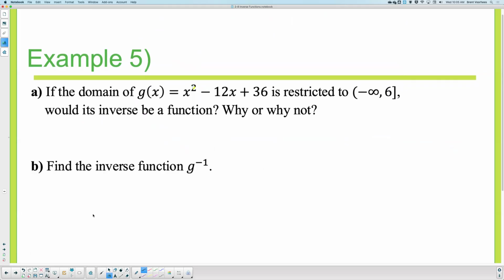It says here, if the domain of g of x here is restricted to -infinity to 6, would the inverse be a function? Why or why not? Well, let's first think about this. I'm going to factor this to figure out where my zeros are to know what this graph looks like. So if I factor this, I need factors of 36 that add up to -12. And there's a lot of factors of 36, 1 and 36, 2 and 18, 4 and 9. But the ones here I'm going to be using are 6 and 6. And to be a -12, it's a -6 and a -6.